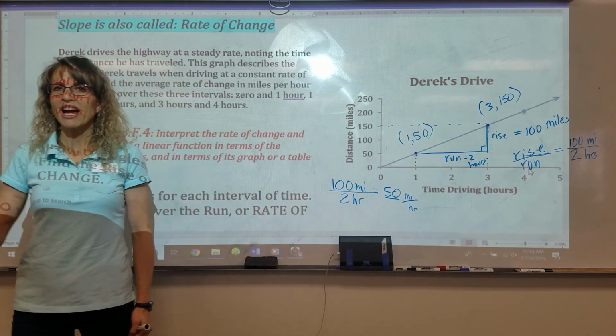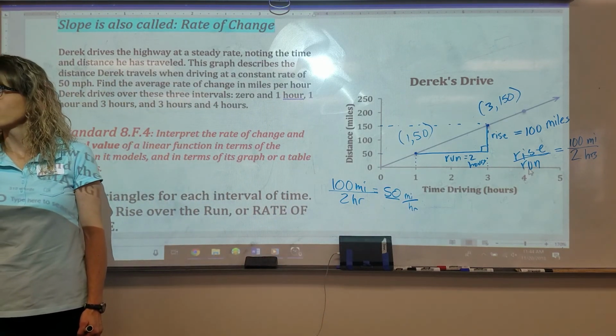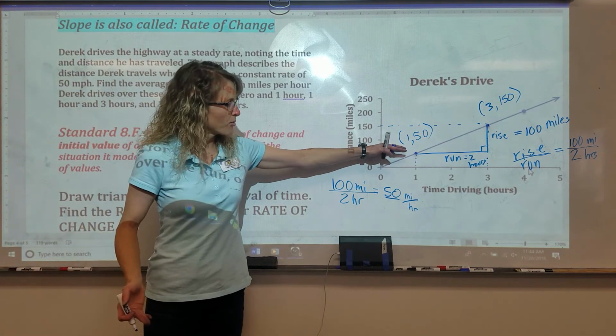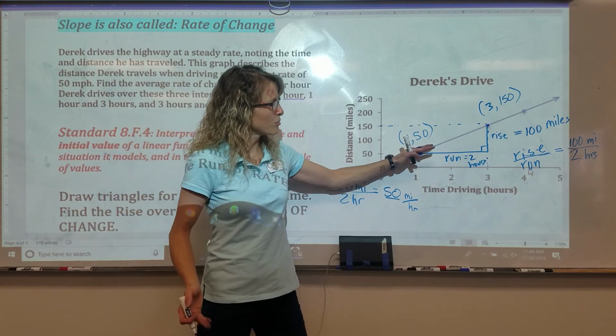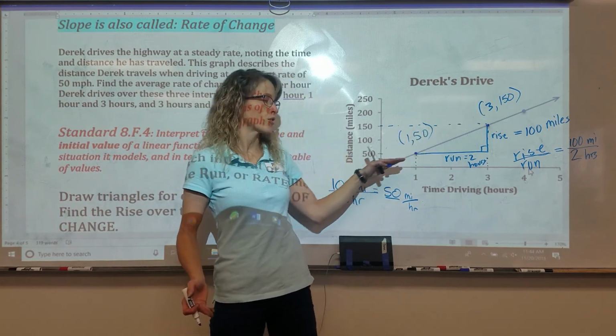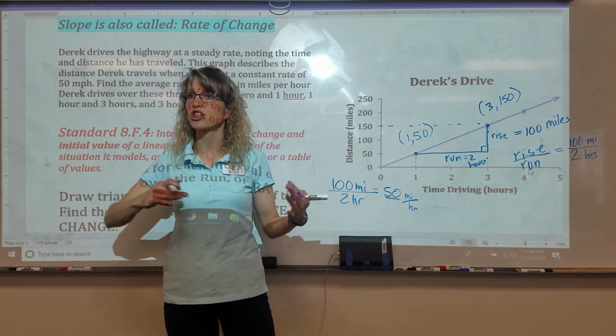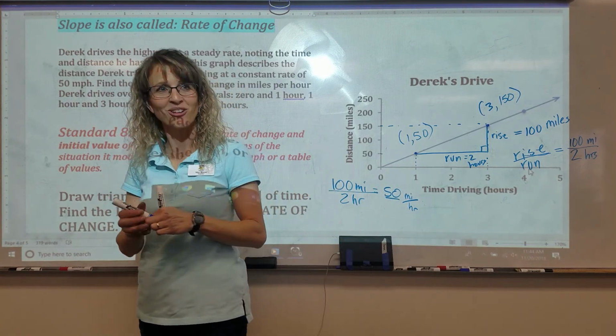Is 50 miles per hour a rate? It's actually a speed. It's a rate, right? A rate is a speed. So using this graph, we actually figured out he has a constant rate. He never speeds up or slows down. The whole time he's driving, he's going 50 miles per hour. And that's the slope. That shows how steep his line is. Kind of cool.